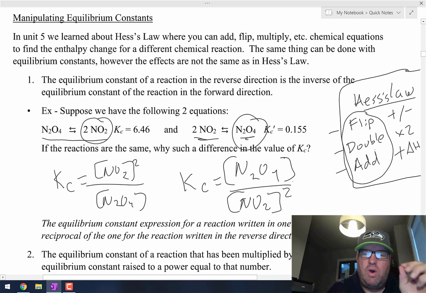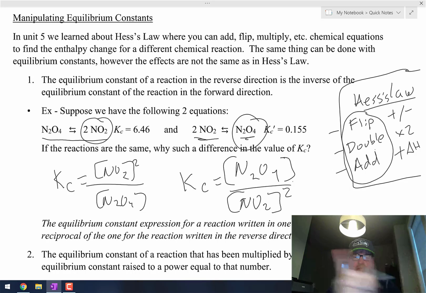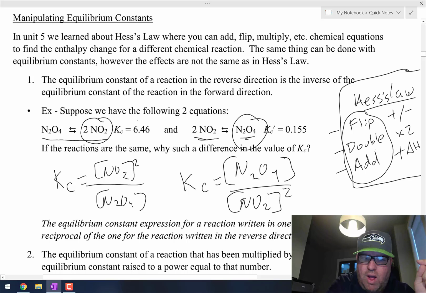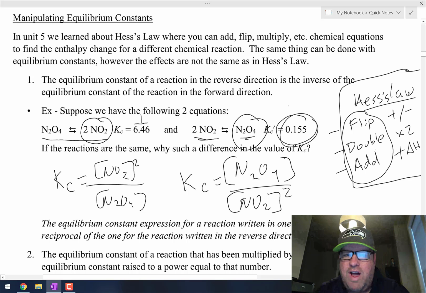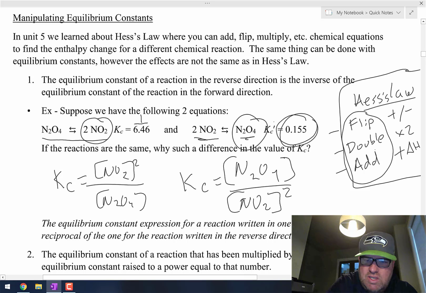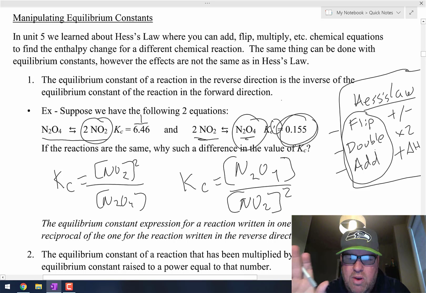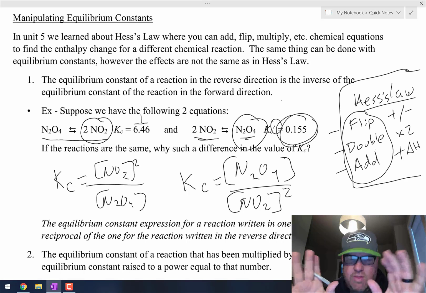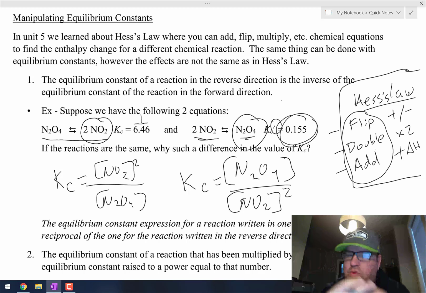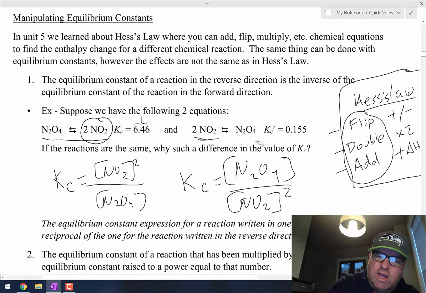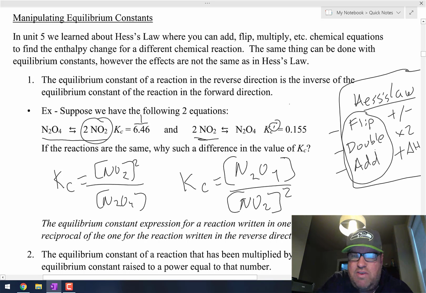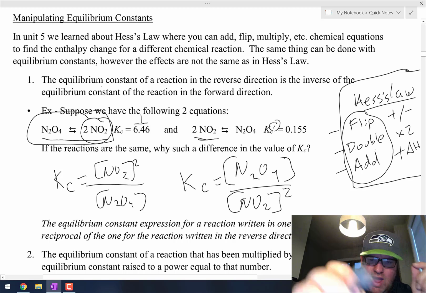So what does that do to our equilibrium constant? If you flip a chemical equation, what does that do to your equilibrium value? Well, 1 over 6.46 is 0.155. And notice this little apostrophe afterwards. Don't worry about that. That just means it's basically the same equilibrium constant, but we've changed it a little bit. That apostrophe just means it's a different reaction, but based on this reaction.